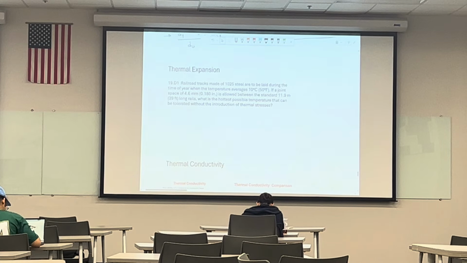the problem reads, railroad tracks made of 1025 steel are to be laid during the time of year when the temperature averages 10 degrees Celsius. If a joint space of 4.6 millimeters is allowed between the standard 11.9 meter long rails, what is the hottest possible temperature that can be tolerated without introduction of thermal stresses?